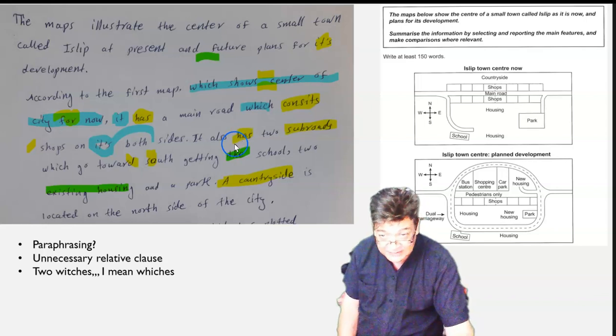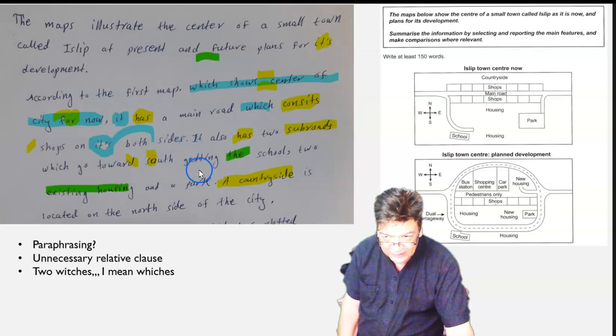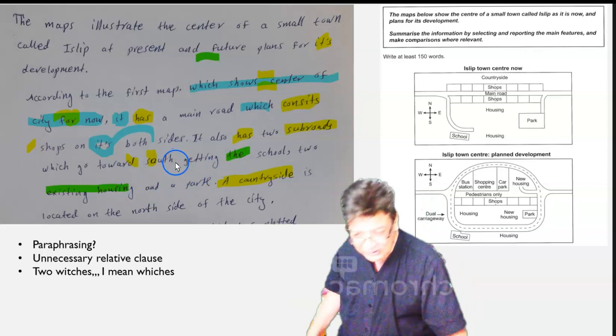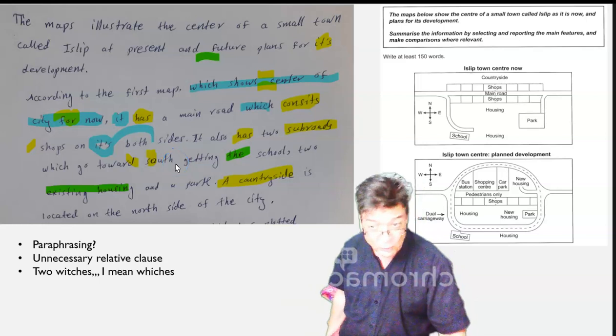The map has two sub-roads. What's a sub-road? Which go towards south, which go southwards. Getting the school, what school? To existing housing and a park. Okay, getting, don't use the word get, which lead to, go to even is fine.